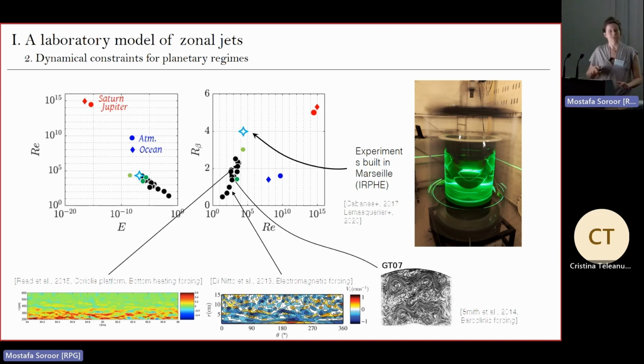The experimental setup that I built while I was still in Marseille, and that was studied previously in the previous version by Simon Caban, is able to reach more extreme regimes where we get closer to the gas giants regime thanks to the fast rotation of a large cylindrical tank. So I'll present this in a minute.